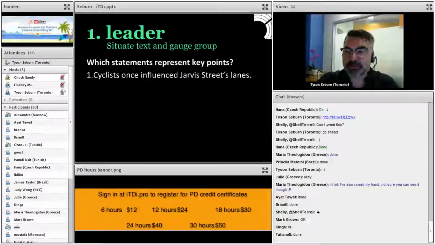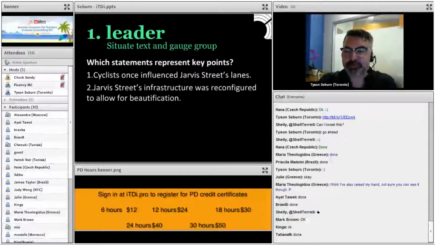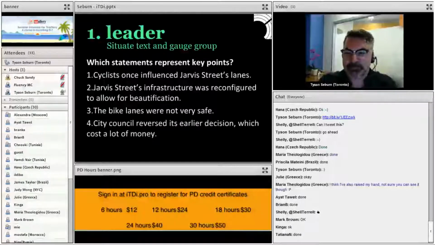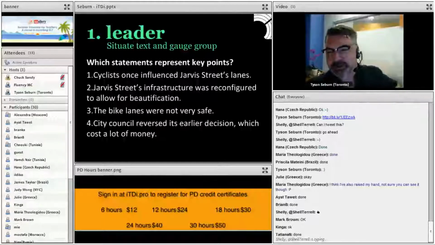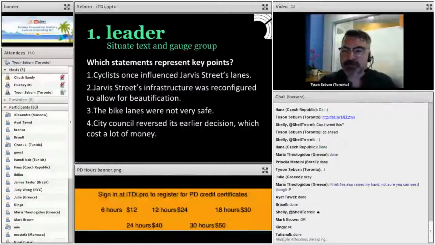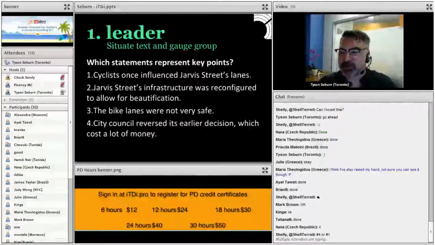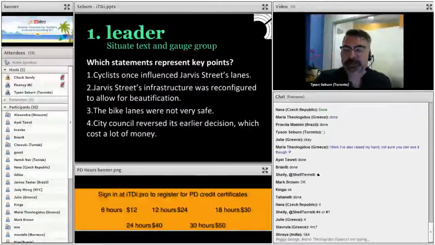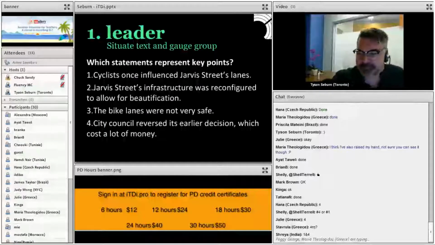So, was it: cyclists once influenced Jarvis's street lanes? Jarvis Street's infrastructure was reconfigured to allow for beautification. The bike lanes were not very safe. Or, City Council reversed its earlier decision, which costs a lot of money. So, in the chat box, maybe you can type which one, or two, or three, or all, which one you think is really the key point from that paragraph.